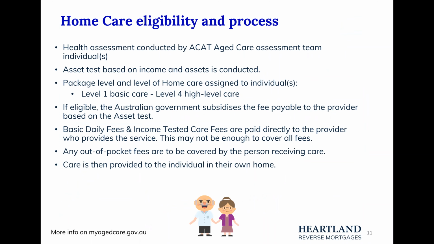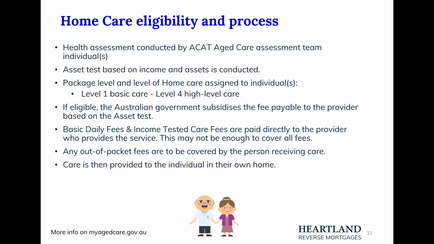So for home care eligibility and process, for a home care package, this is the process that must be carried out initially. A health assessment is conducted by an aged care assessment team, and usually they bring out an asset test based on income and assets, as mentioned, but also a health assessment as well. And then from there, they will be able to determine what package they require to address their needs. There are package levels from level 1, which is basic care, up to level 4, which is high level care.